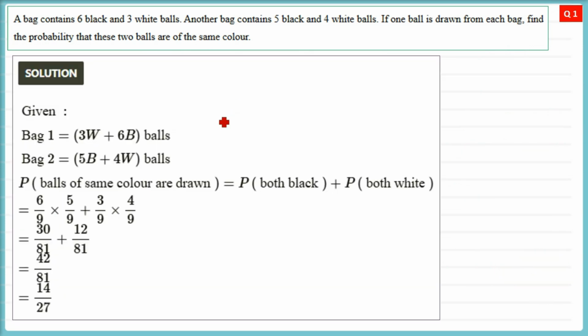14 by 27. Now what I told you was quite in detail, but this is how you are going to write it if you have a less mark carrying question like this, otherwise you have to explain everything.